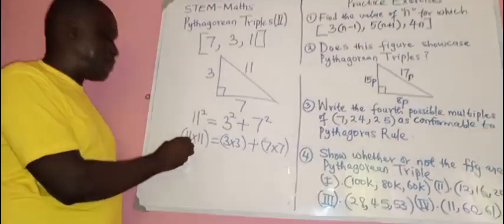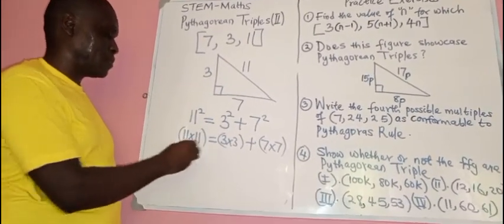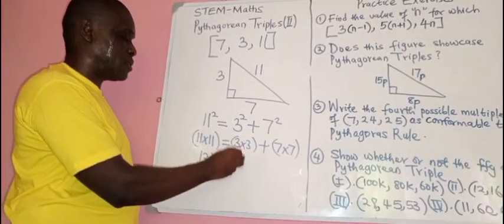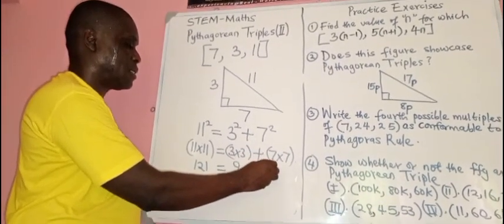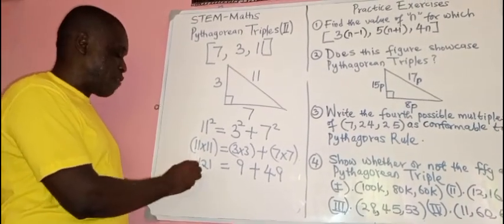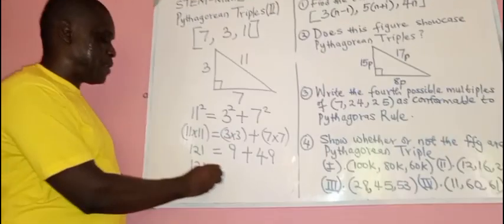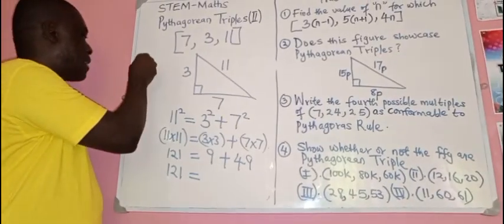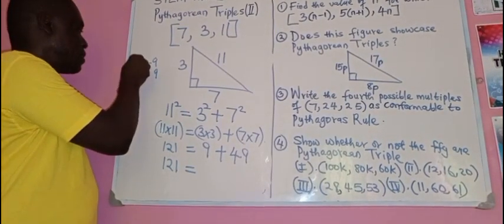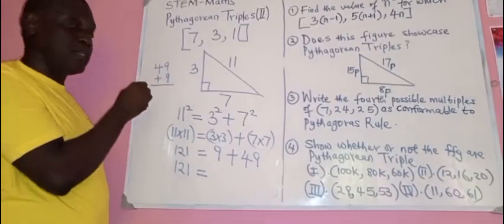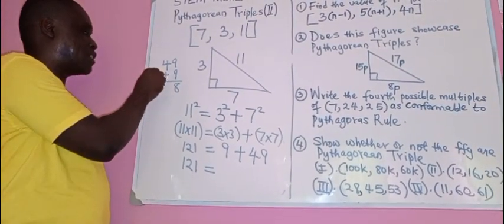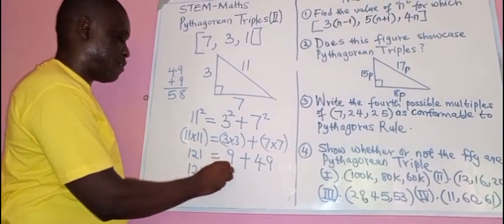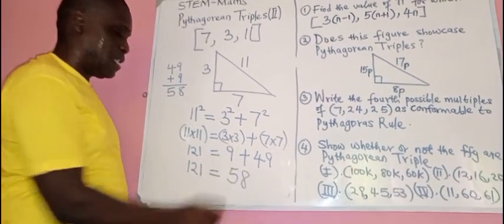Now, 11 times 11 is 121. 3 times 3 is what? 9. 7 times 7 is what? 49. Look here. So we have 121 being equal to, let's add 49 and 9 together. 9 plus 9 is 18. You put 8, remember 1. 1 plus 4 is 5. 58. Now look at this. Is 121 equal to 58?